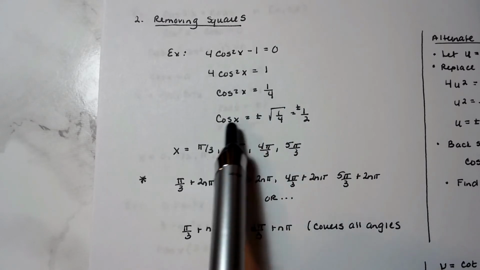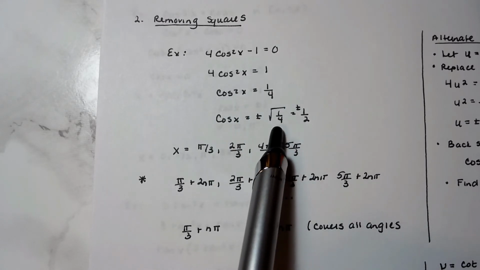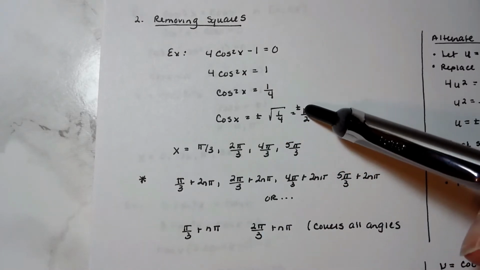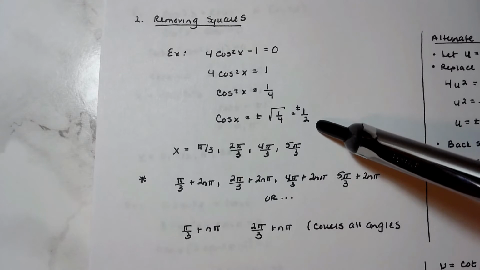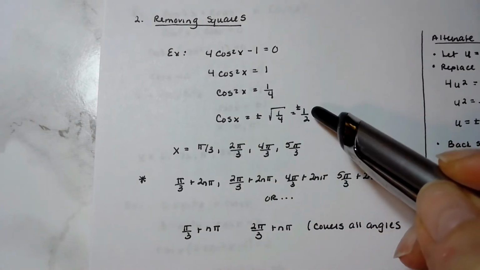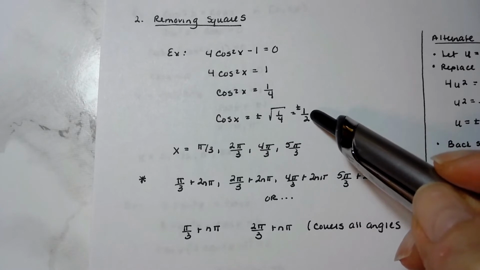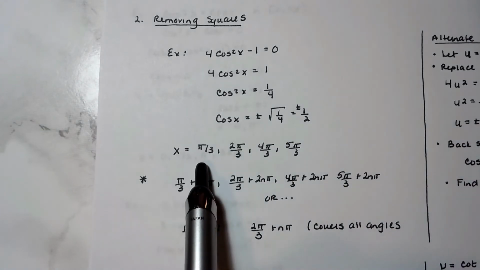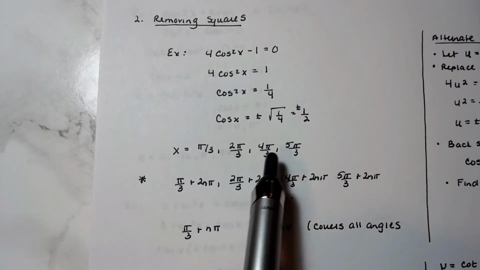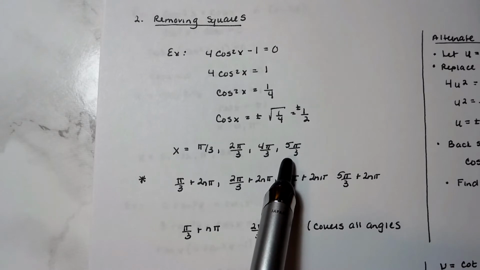When I do, 1 is a perfect square and 4 is a perfect square. The square root of 4 is 2, so the radical can come off and I have plus or minus 1 over 2. So the cosine equals plus or minus 1/2 at multiples of pi over 3. In quadrant 1, that's pi over 3. In quadrant 2, it's 2 pi over 3. In quadrant 3, it's 4 pi over 3. And in quadrant 4, it's 5 pi over 3.